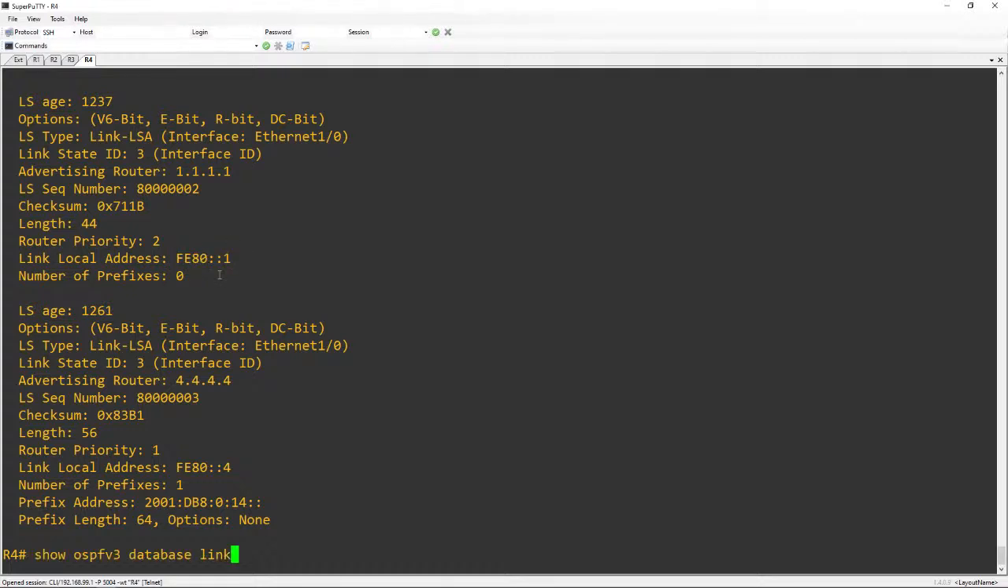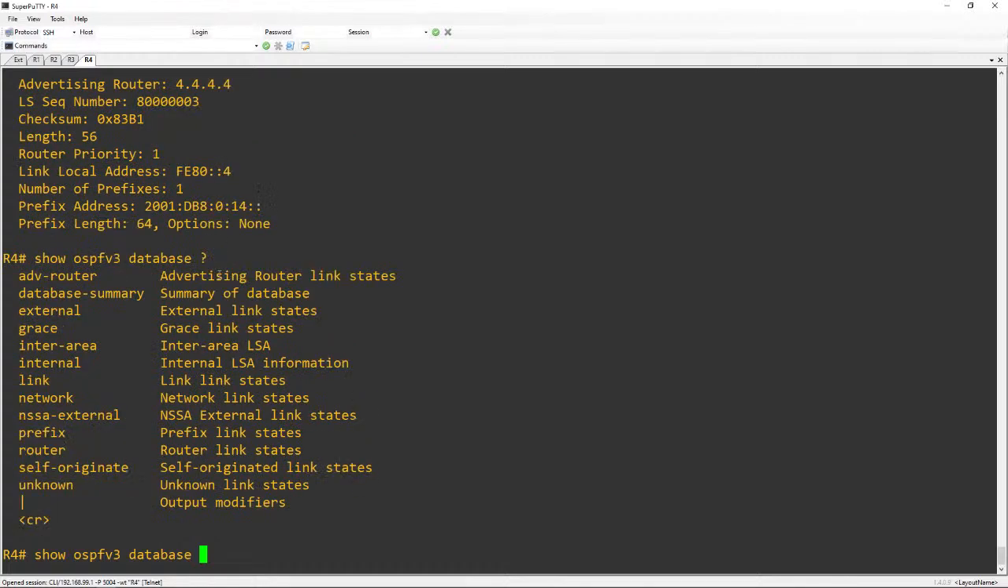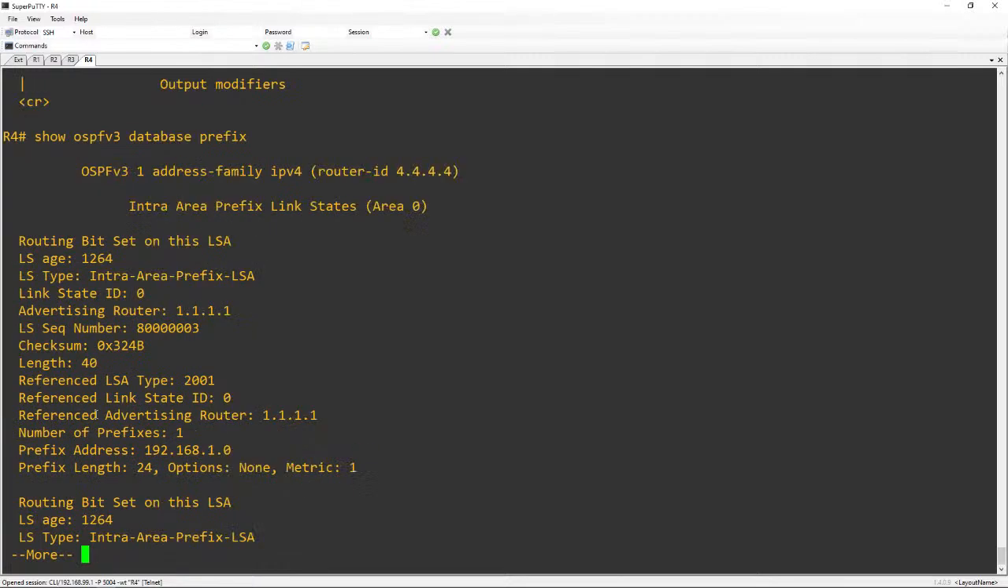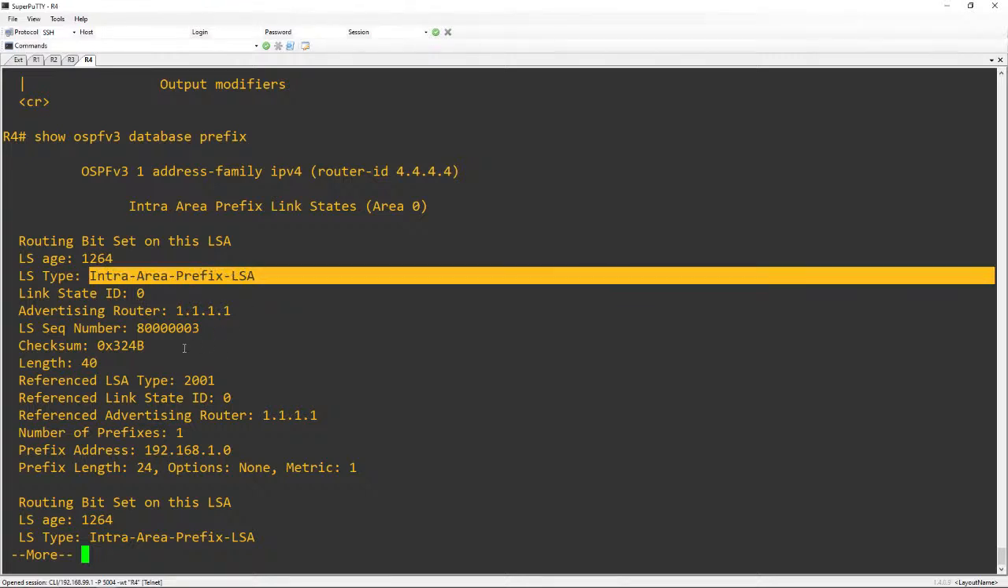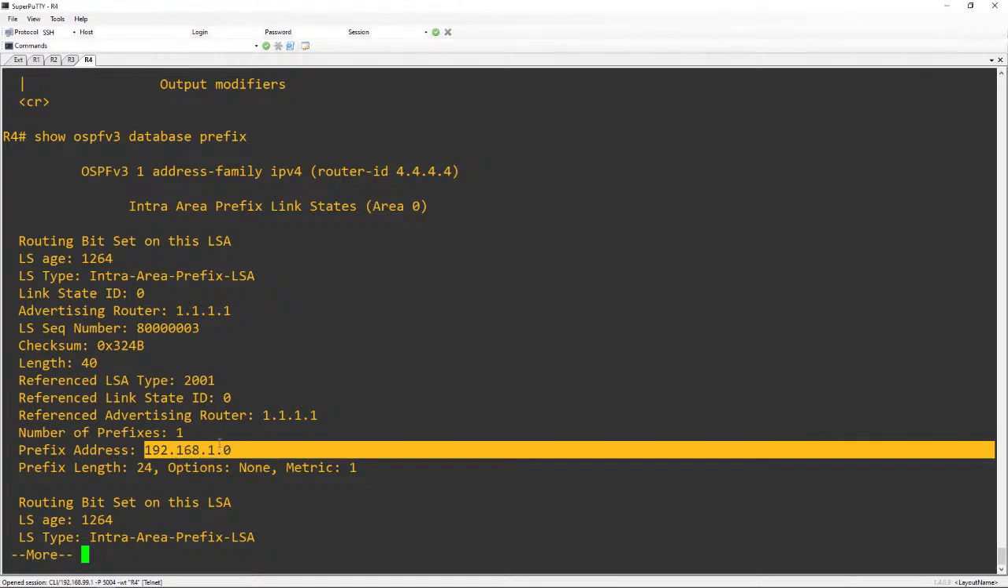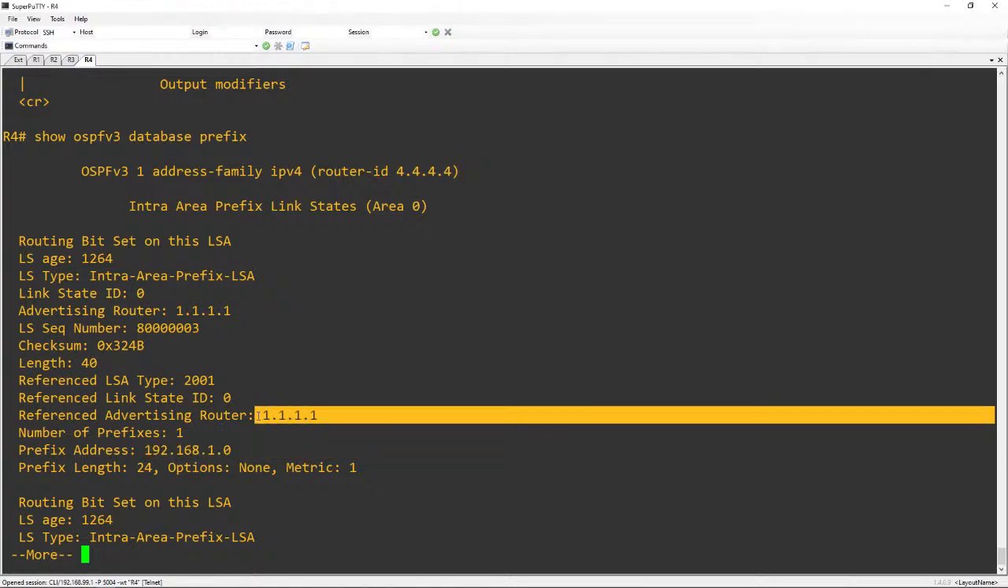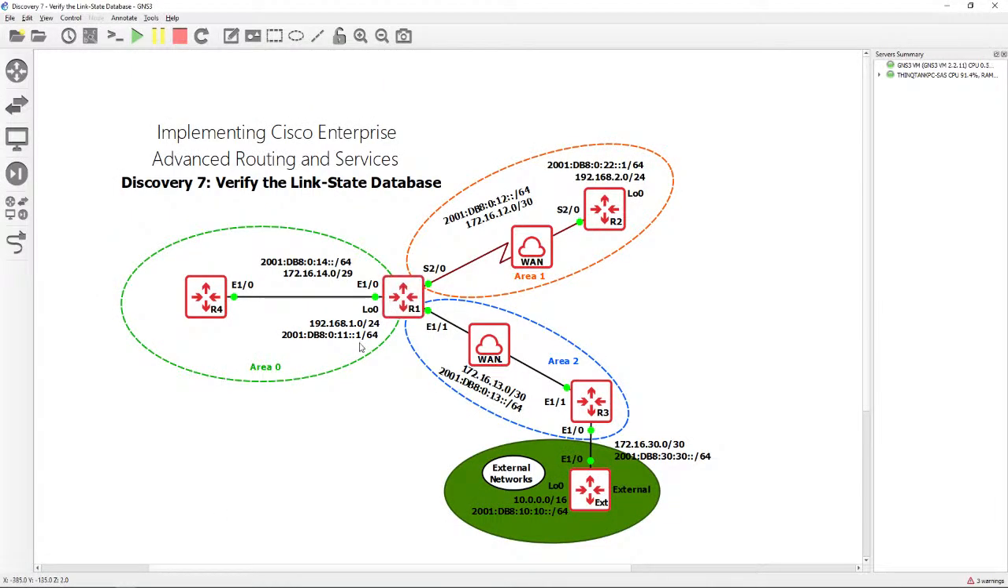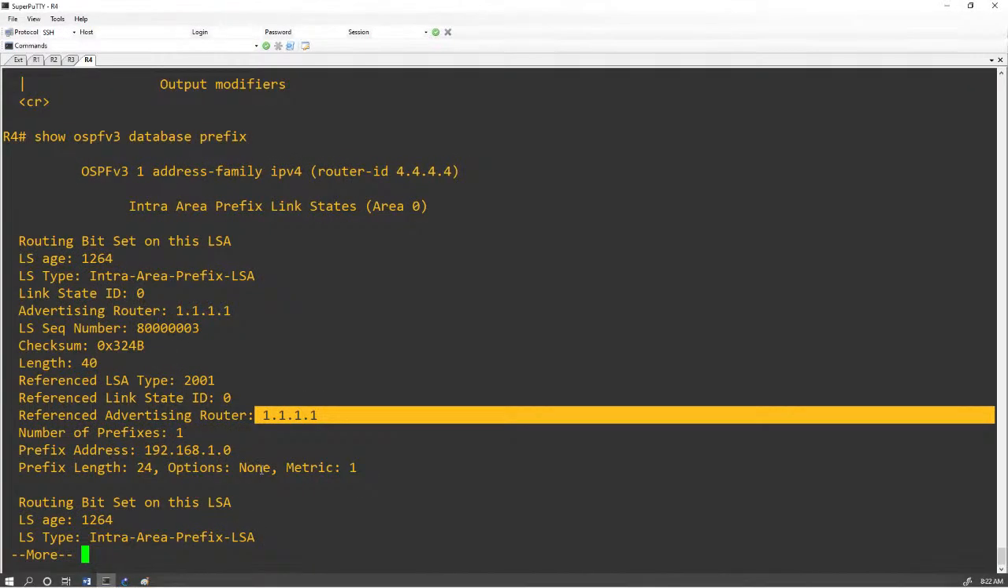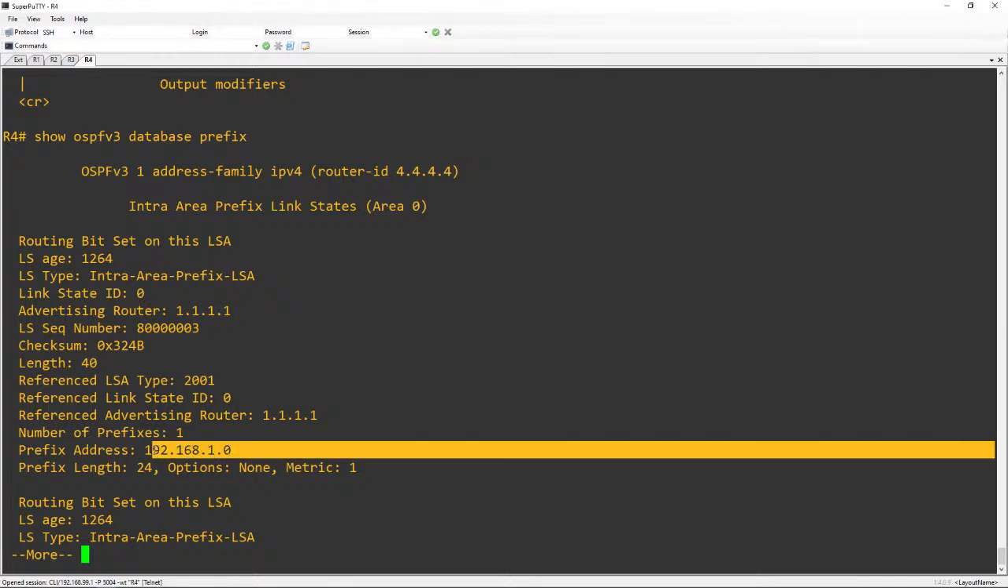Let's go back to the type 9s, which would be, again, these prefix LSAs, the intra-area prefix LSAs. These are the ones that are going to be tied to the type 1s that we have as well. Notice here what it describes. These are my type 9s. It describes the actual prefix, 192.168.1. Remember, this is the advertising router, which is router 1. If I go back to my topology, that is the loopback on router 1, which is an internal network to area 0. So it makes sense that that would be described as an intra-area prefix LSA. It gives us the prefix.